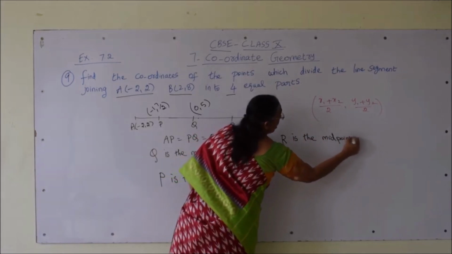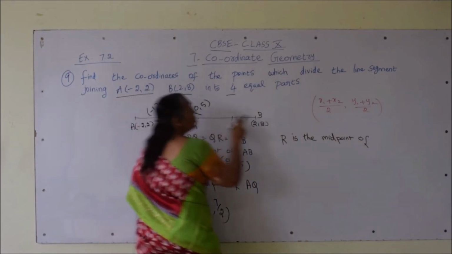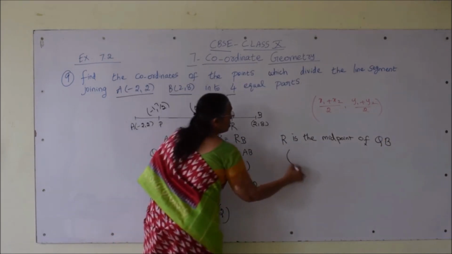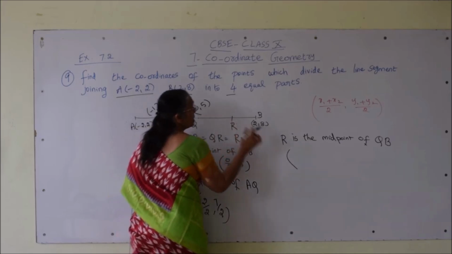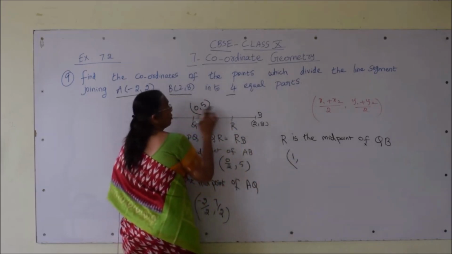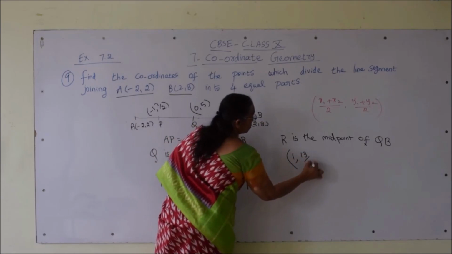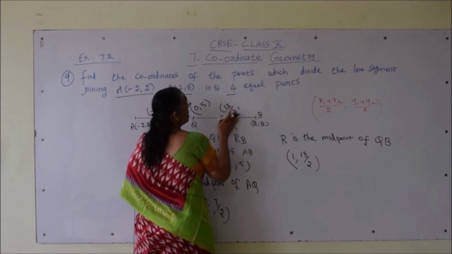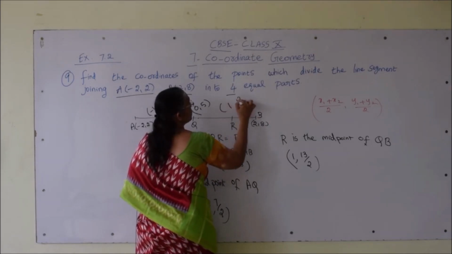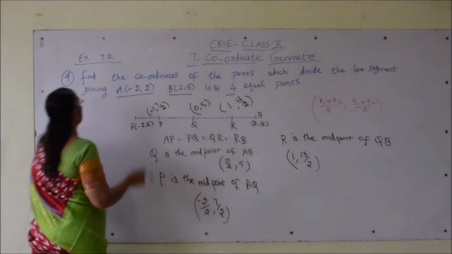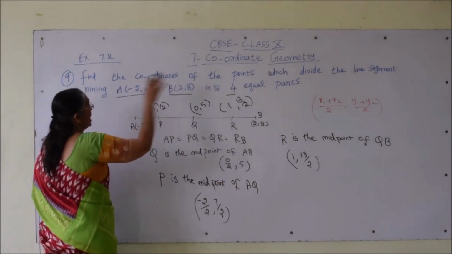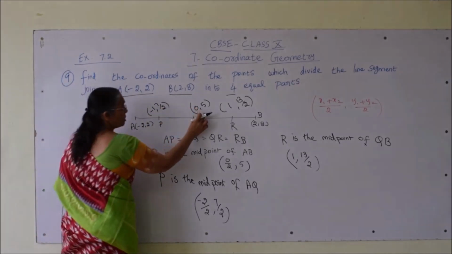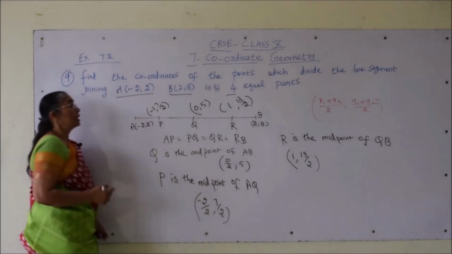Next, R is the midpoint of QB. So, here this is x1 y1, this is x2 y2. So, using the formula 0 plus 2 by 2, 2 by 2 is 1, 5 plus 8, 13 by 2. So, the coordinates of R are 1 comma 13 by 2. So, now the coordinates of the points which divide the line segment into 4 equal parts are minus 1 comma 7 by 2, 0 comma 5 and 1 comma 13 by 2.